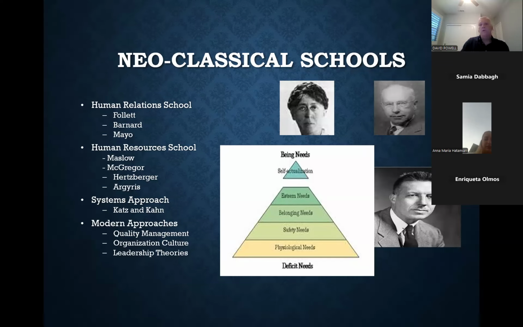So because of all those flaws associated with the classical school, we then saw the rise of some of these neoclassical schools, some of these newer schools, such as the Human Relations School, the Human Resource Management School, the Systems School, and then some more modern approaches, such as the Quality Management School, the Organization Culture School, and then much more contemporary, the School of Leadership Theories. We'll talk a little bit more about that a little later on in the class. But these are all what we call our neoclassical schools. They were all generated because they saw flaws in the schools that preceded them.